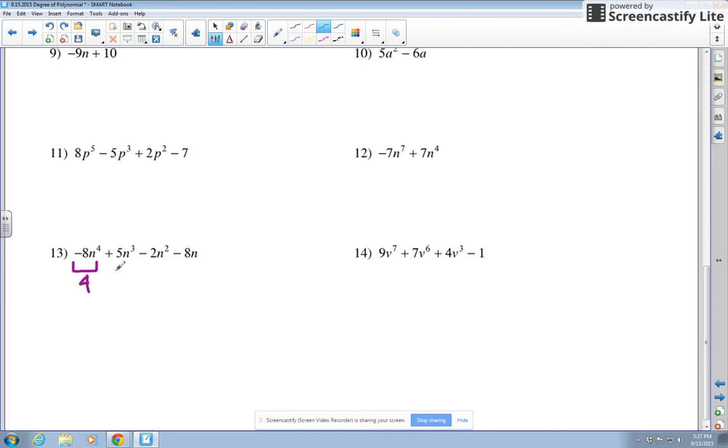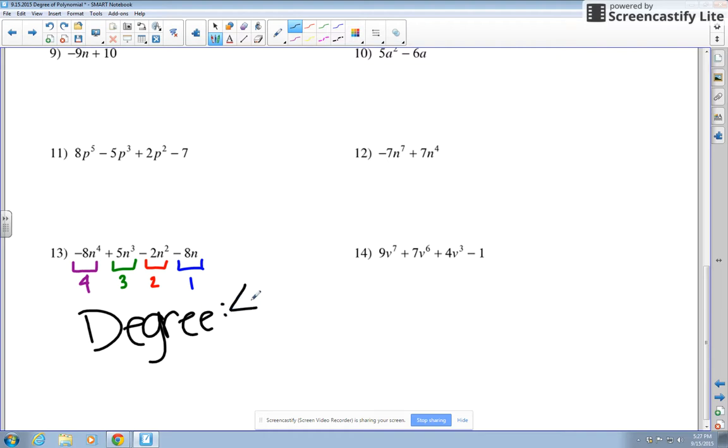Then we have this term, which is 5n to the third. Our degree is 3. Then we have negative 2n squared. Our degree is 2. And then right here, we have 8n to the first power. So then we think, okay, which one is our highest value? And our degree will be 4.